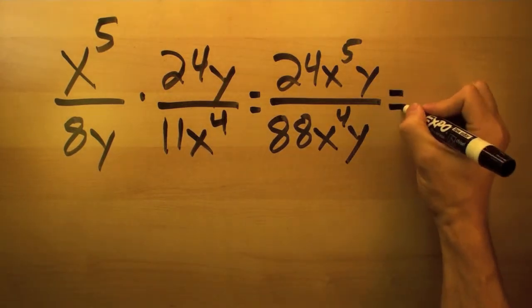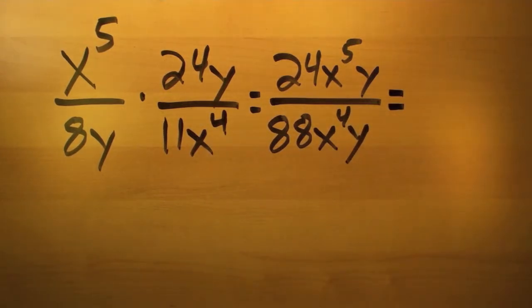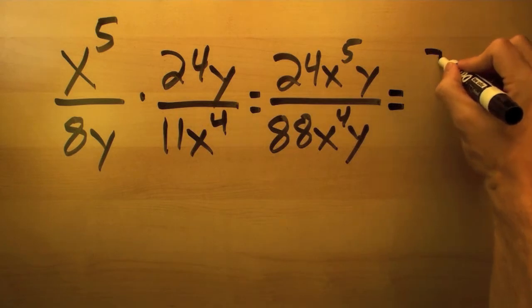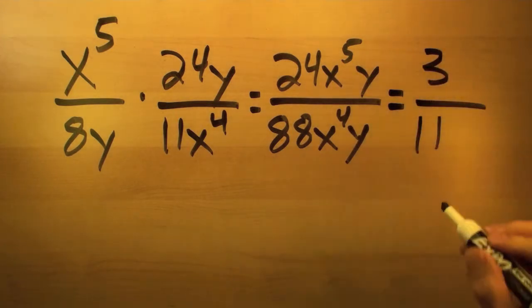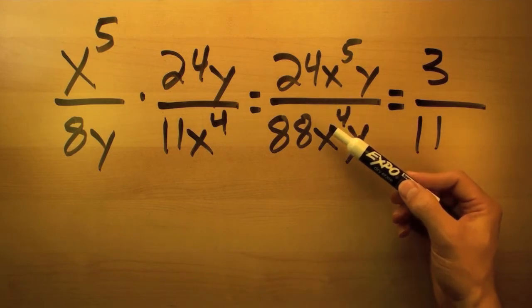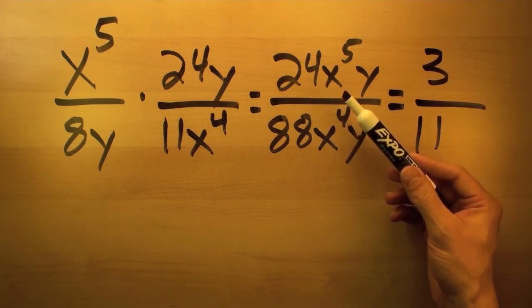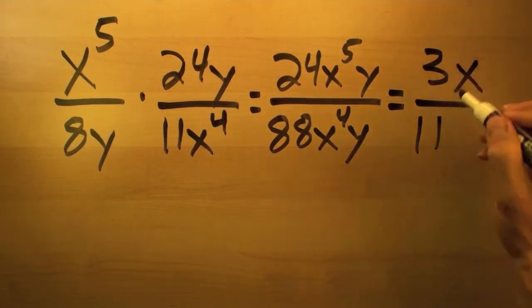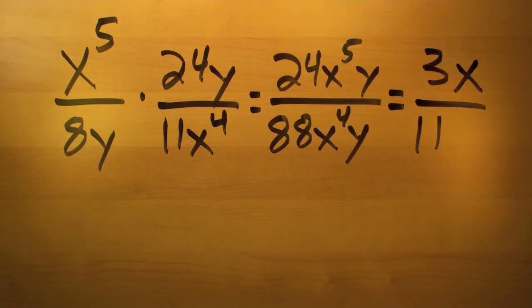So to simplify, we look for the biggest number that divides both 24 and 88. That's going to be 8. So we divide that out, leaving us with 3 over 11. We have one more x in the top than we have in the bottom, so when we go through and start canceling them, we'll be left with 1 in the top, and our y's cancel out completely.